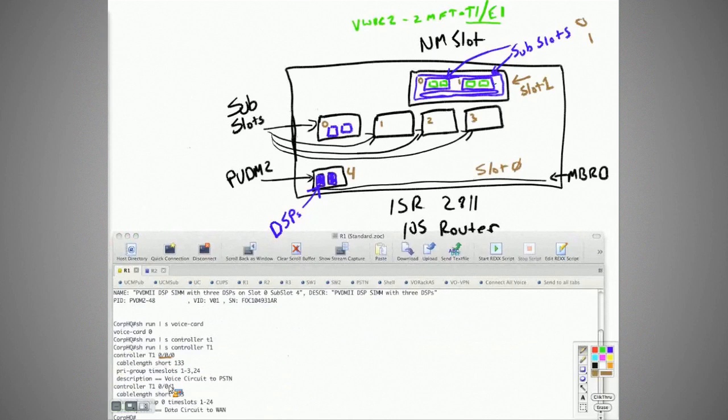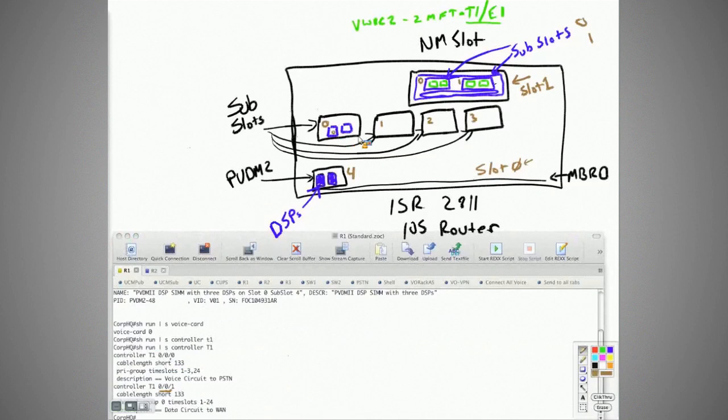So I've got 0/0/0 and 0/0/1. The first one is going to be the network module, which in this case is the motherboard, so slot 0. The second one is going to be the subslot, so here we're talking about subslot 0. And then the third one, which I'm hitting the dead zone there on my monitor, is the port number.